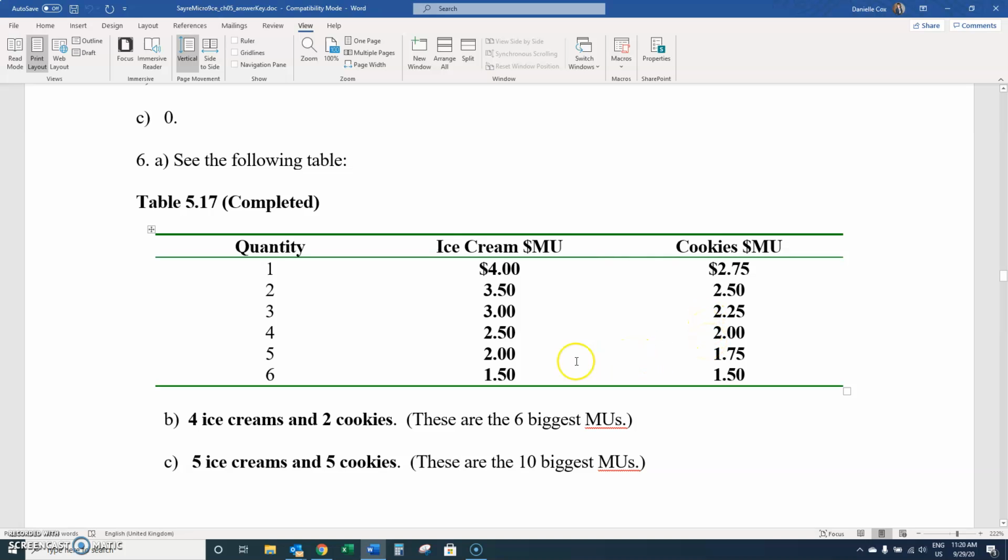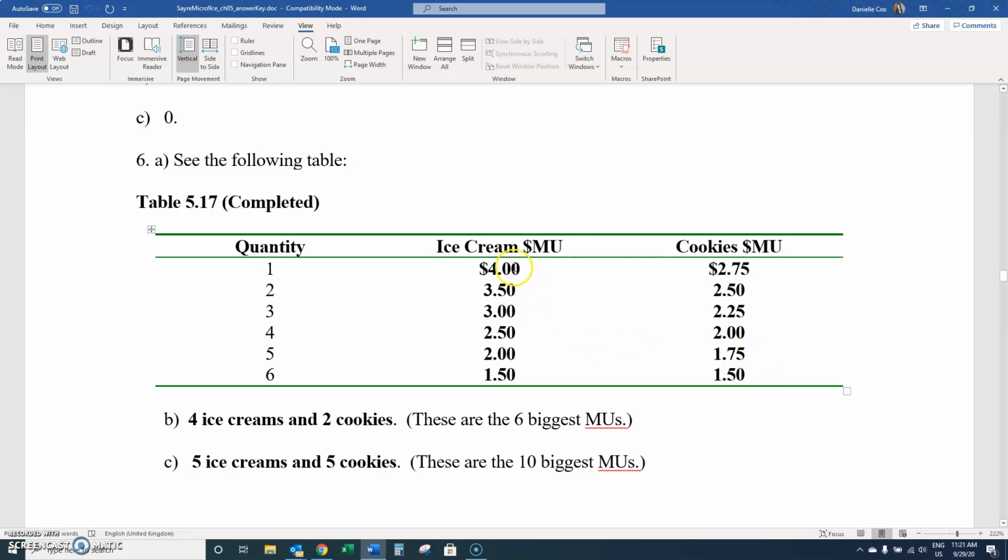And then you go down. Would he buy a 4th cookie or a 5th ice cream? Well, it's the same marginal utility, so he's going to buy one or the other. So for 8, say he buys ice cream. For 9, he buys cookies, or vice versa. So that's 9 purchases. He's got one more. Should he purchase a 6th ice cream for a marginal utility of $1.50, or should he buy a 5th cookie? He's going to get more if he buys the cookie. So he's going to buy 5 ice creams and 5 cookies.